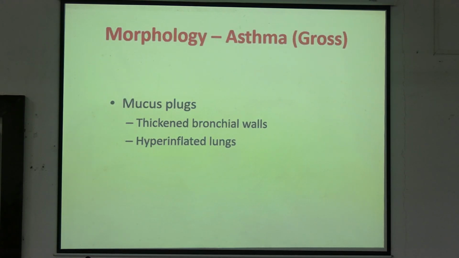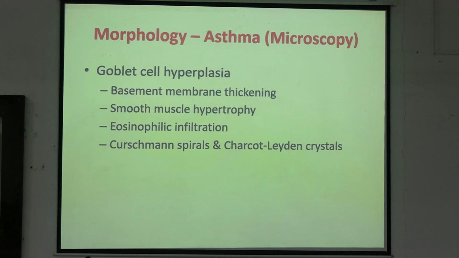So what is the morphology? Similar to bronchitis, there is hypersecretion of mucus. So there will be formation of mucus plugs, thickened bronchial walls, and the lungs will be hyperinflated. And in microscopy, we can see basement membrane thickening, smooth muscle hypertrophy, eosinophilic infiltration. I have shown you an image where we could see that there is eosinophil accumulation in the cells.